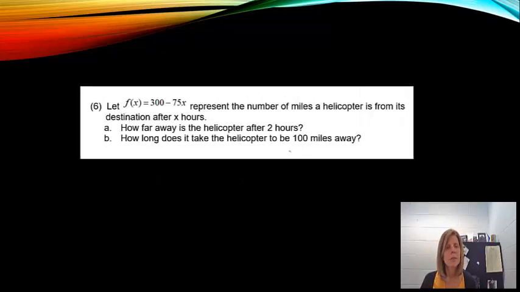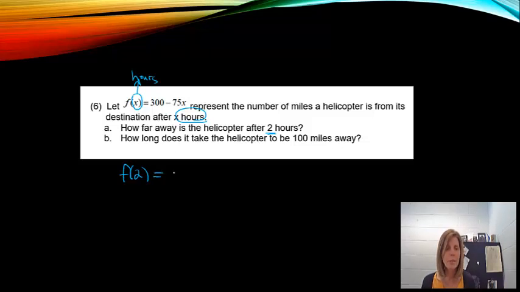All right, number 6. Let's get in a word problem before we finish here. Let f of x equal 300 minus 75x represent the number of miles a helicopter is from its destination after x hours. How far is the helicopter after 2 hours? So the biggest thing is here it says x hours. So the x stands for the number of hours. So this is basically asking me to find f of 2.